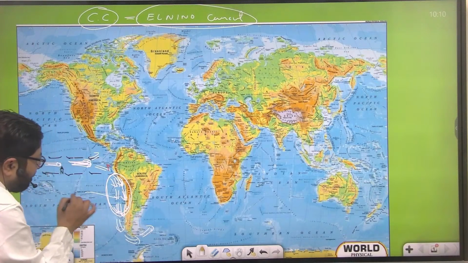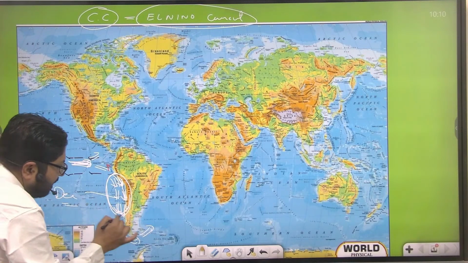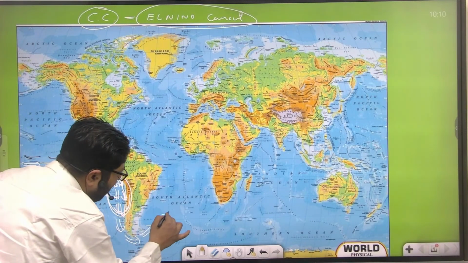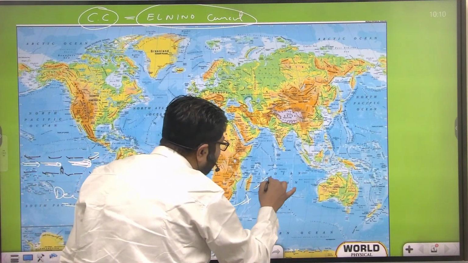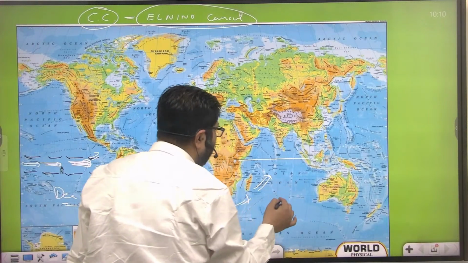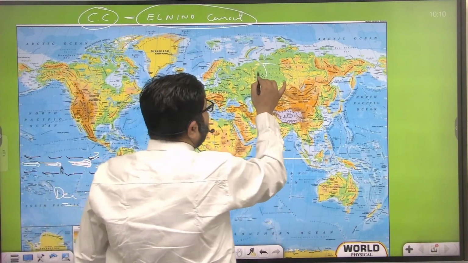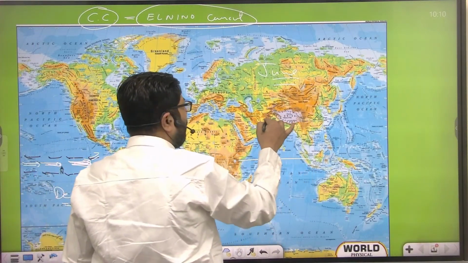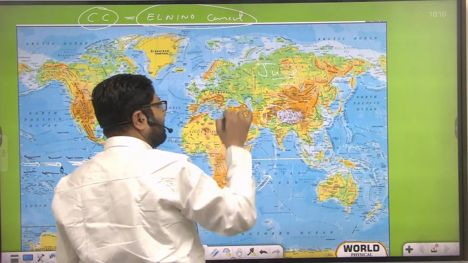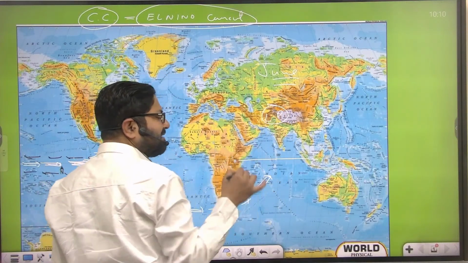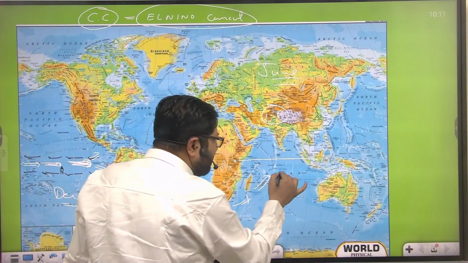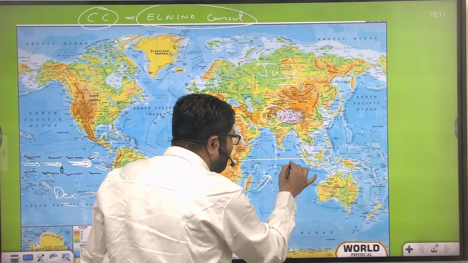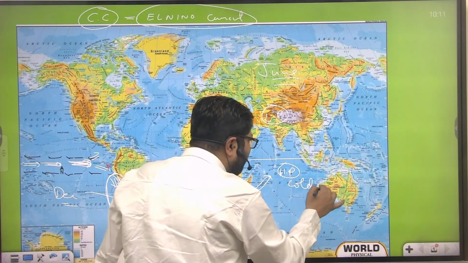This event happens in December and continues its journey along with South Atlantic Drift, and by the month of June it reaches South Indian Ocean. June is the month of monsoon, where low pressure is established over Indian subcontinent, northwestern part of Indian subcontinent because of intense heating. Winter is in southern Indian Ocean, so high pressure is there because of cold water.